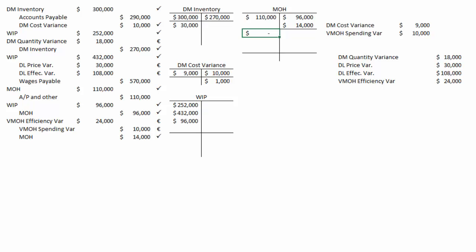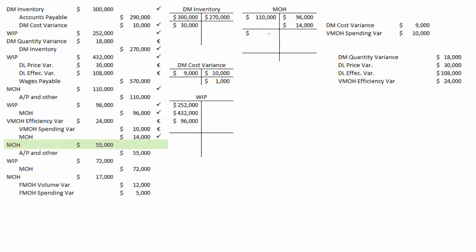Next, we want to move on to our fixed manufacturing overhead. And here we have those journal entries. So the actual amount of overhead that we incurred was $55,000. And I'm going to go ahead and mark that as being posted. And that came out of accounts payable and other accounts. We're not going to post those, like I said.